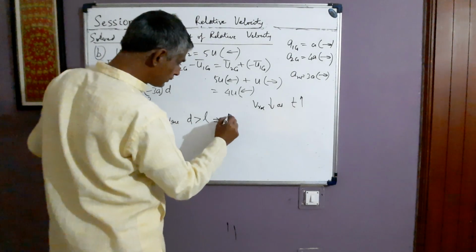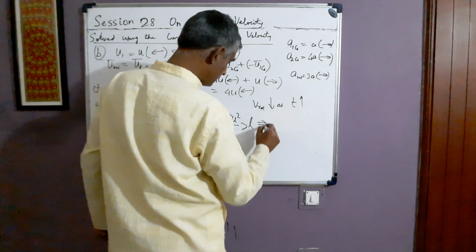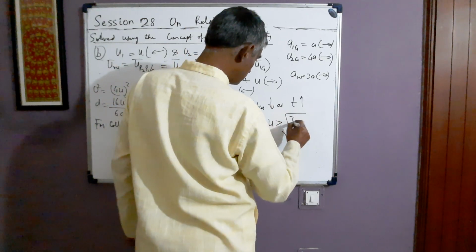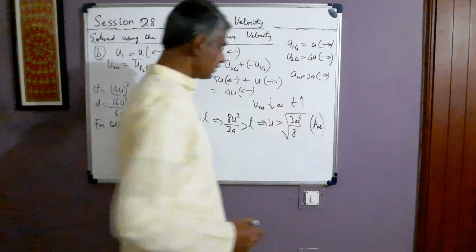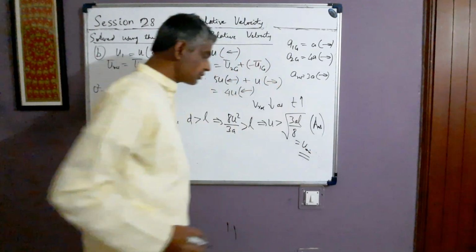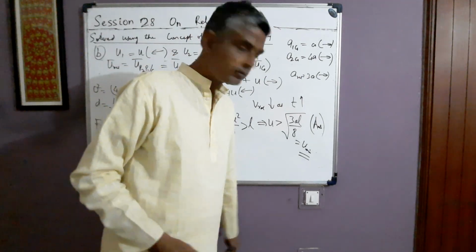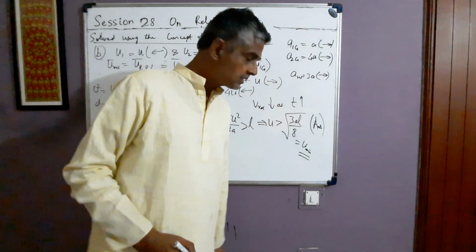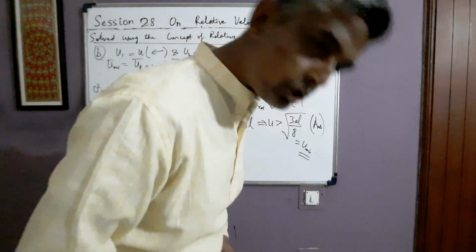So 8U square by 3A should exceed L. So U should exceed root 3AL by 8. This is the answer. This is the minimum value of U in part B of the question. In part B, U minimum is equal to root under 3AL by 8. That is the minimum value of U, so that the 2 points collide subsequently in the course of their motion.